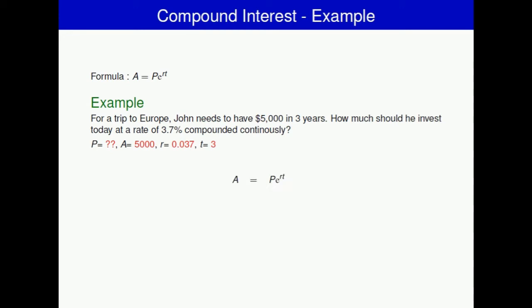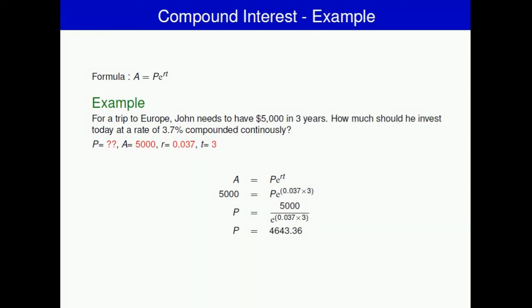So let's put all these numbers into our formula. We know A, we know R and T. Remember, e is a given number. We don't need to know that. You have a button in your calculator to do this. So P is equal to, if you divide both sides by e to the 0.037 times 3, this is the result. P is equal to 4643.36.